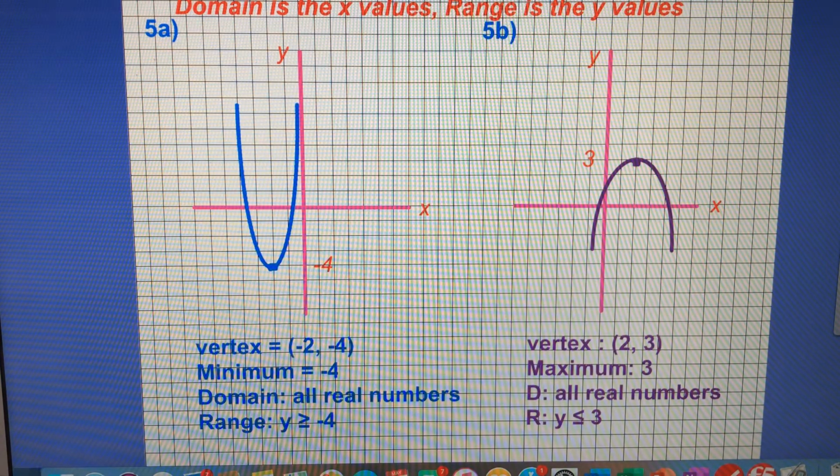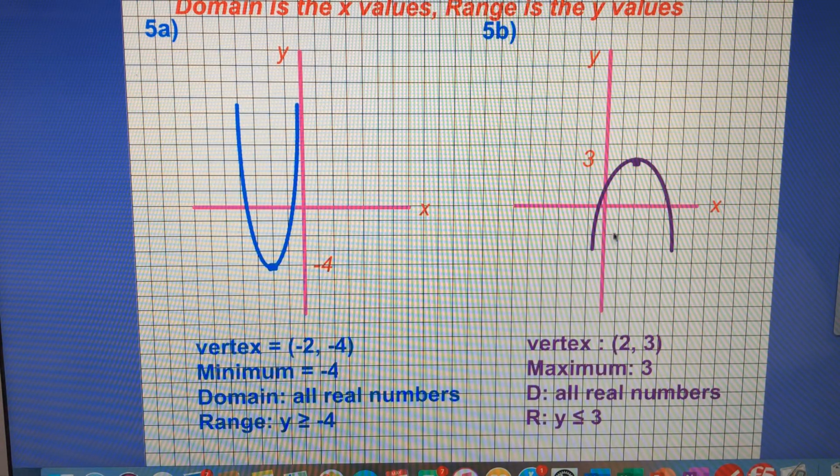I have 2 examples that came out of a worksheet or a book here, but let's just take a look at them. On the left in blue, what I have is a vertex at -2, -4. That means my minimum is -4, my domain, all real numbers, and my range, y is greater than or equal to -4. So let's try one that goes down.